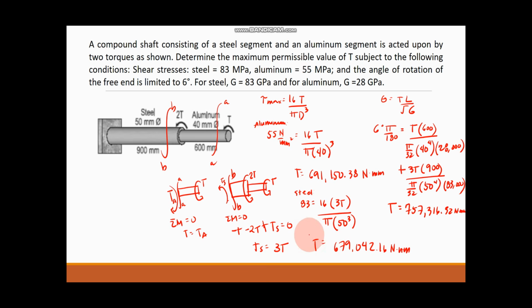Therefore, we will be considering the least torque, yung pinakamababang value that the compound shaft can carry, which is 679,042.16 Newton millimeter. Therefore, we will consider 679,042.16 Newton millimeter as the safest torque it can carry. So this would be the final answer.